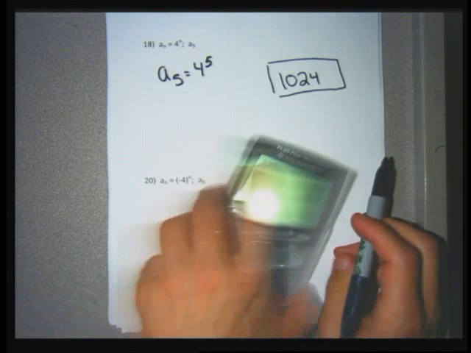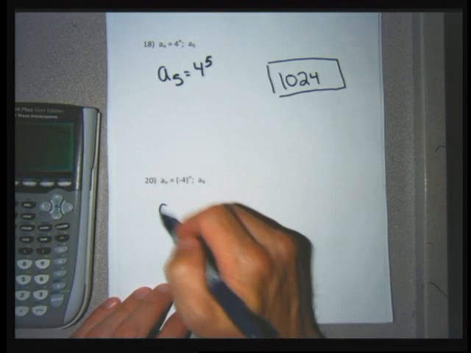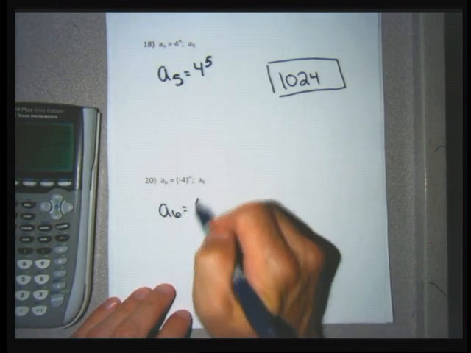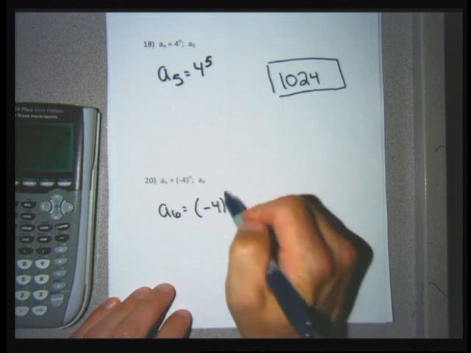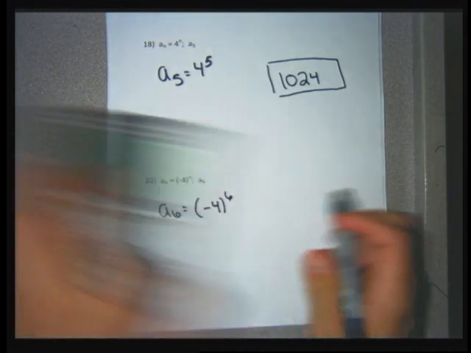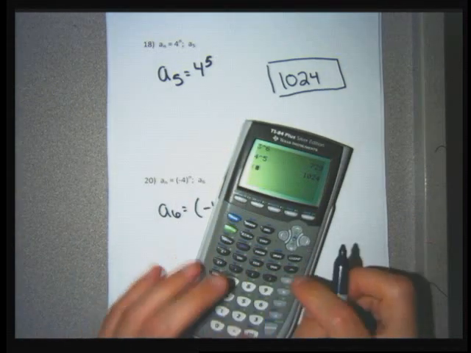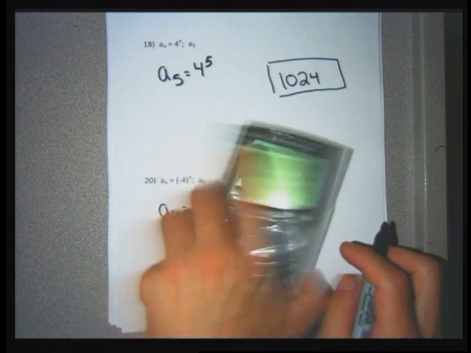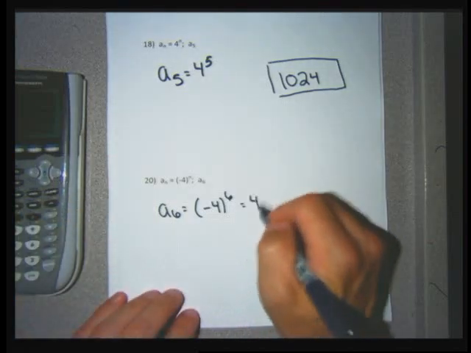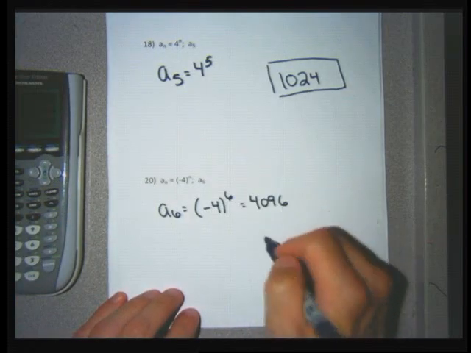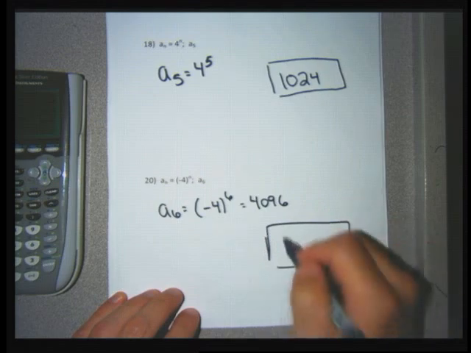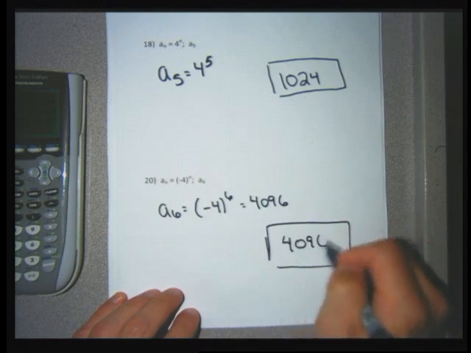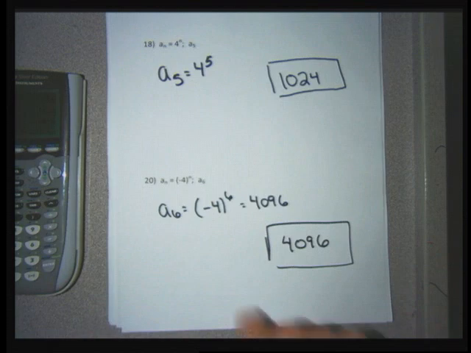And 20, to do the 6th term, a sub 6 equals negative 4 to the 6th power. I use the parentheses, negative 4 up arrow 6. I get 4,096. So the answer to problem 20, the 6th term in that list or sequence, is 4,096. 21 and 22 should work exactly the same way, where I'm just plugging a number in for each of the n's.